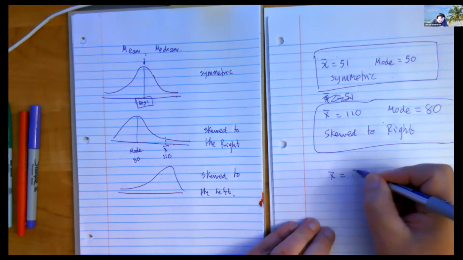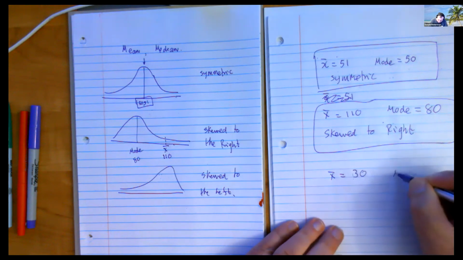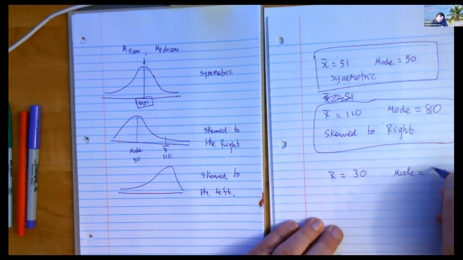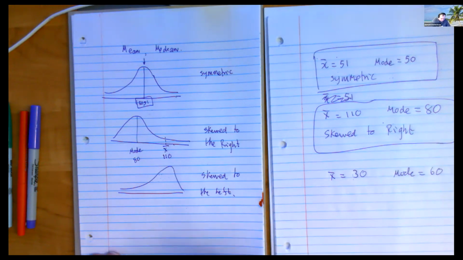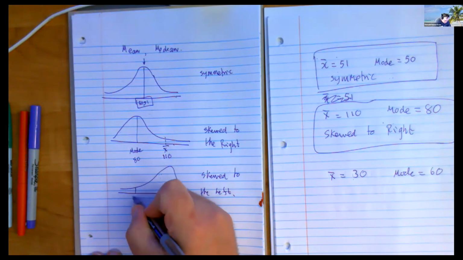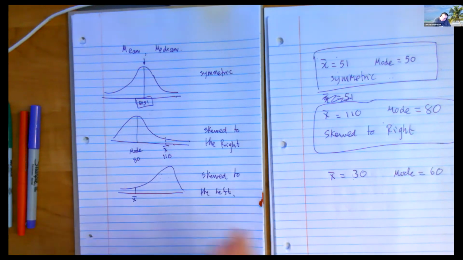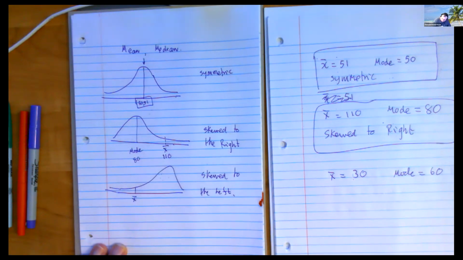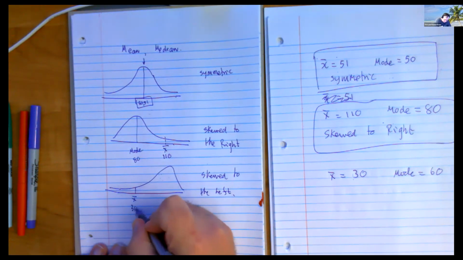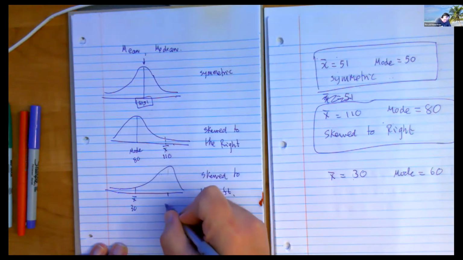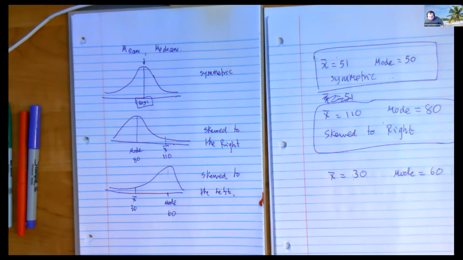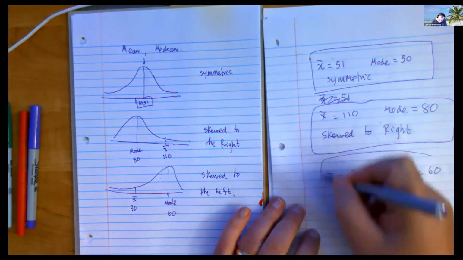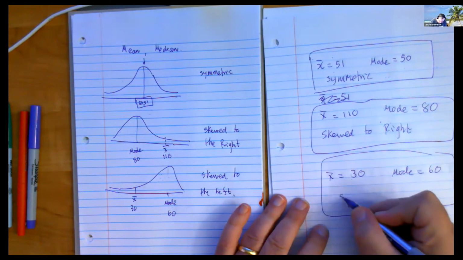In this last example, maybe the mean is 30, and the mode say is 60. Wherever the tail is, the mean tends to get pulled towards that. Maybe make the tail a bit longer so it's more realistic. That would probably be about 30, and roughly where the hill is, that's where the mode is, and that would be 60.